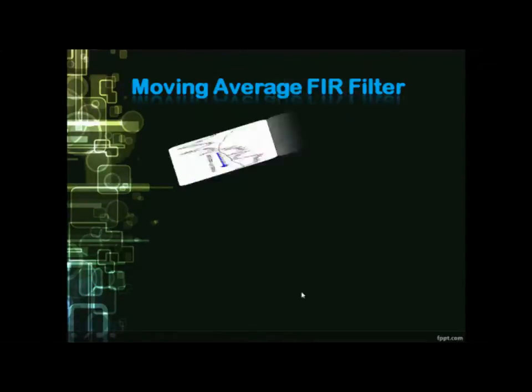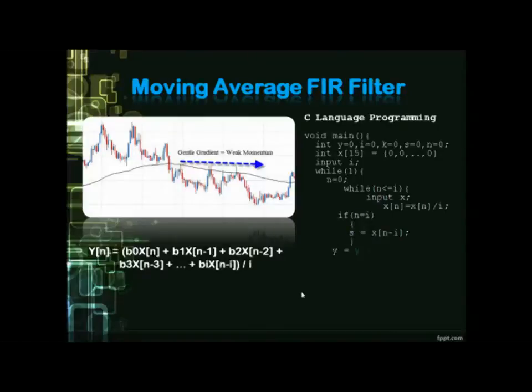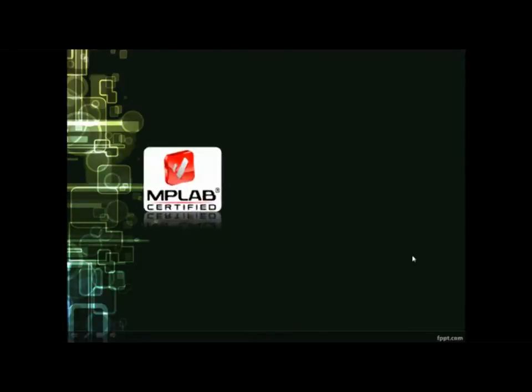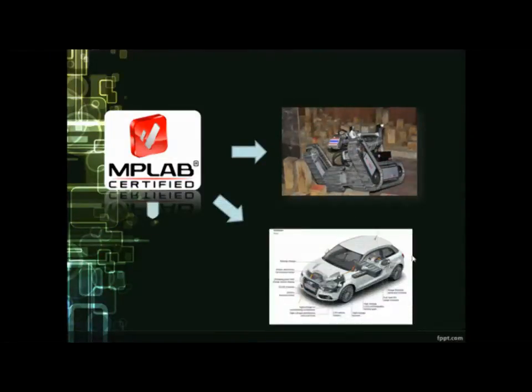The moving average FIR filter. So we have to change code C language following the figure, and then translate the code C language to assembly language. We will change into MPLAB program. To explain the process of this work, okay, let's go.